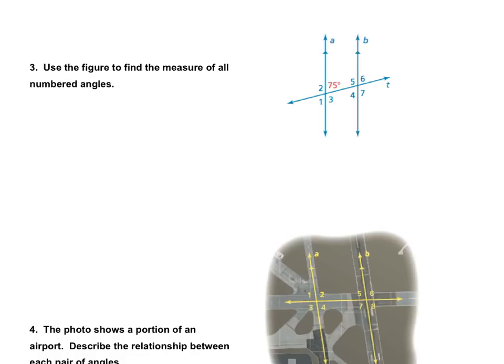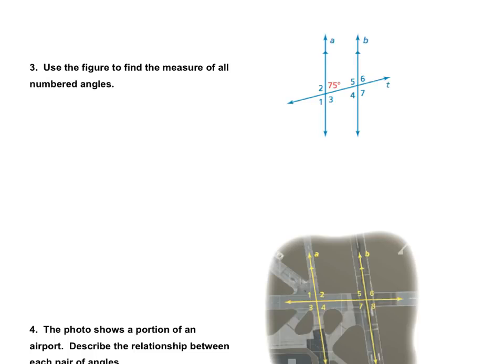So we're going to start off in number 3. We have to use the figure to find all of the angles. So we're going to have 7 answers in total. Whoa. All right, so I want you to have your chart handy. I'm going to ask you to pause a couple times. I want you to go through the chart, and the first thing that we're going to look for is corresponding.